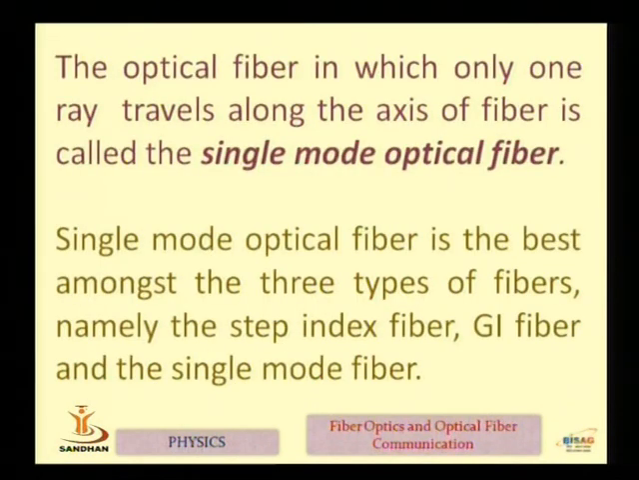The optical fiber in which only one ray travels along the axis of the fiber is called the single mode optical fiber. Single mode optical fiber is the best amongst the three types of fibers: step index, graded index and single mode fiber. But what is the problem with single mode optical fiber? Only a very small amount of data can be carried from one end to the other, and hence it becomes more costly, because data width is required in fiber optic communication.